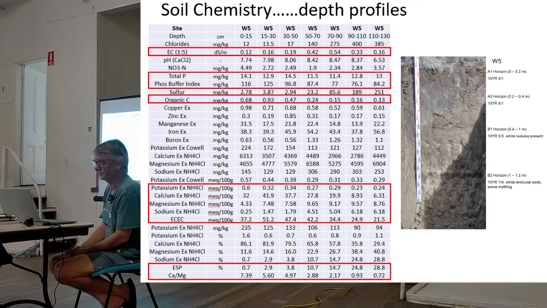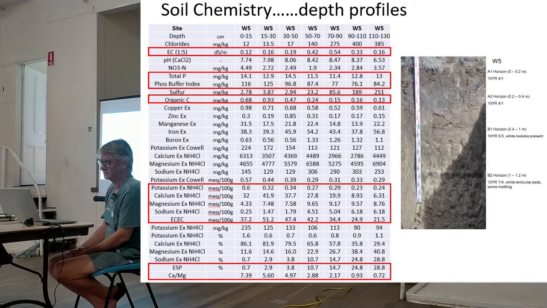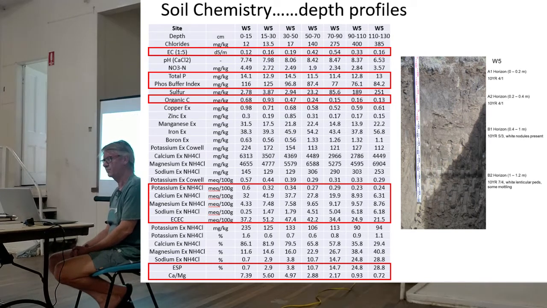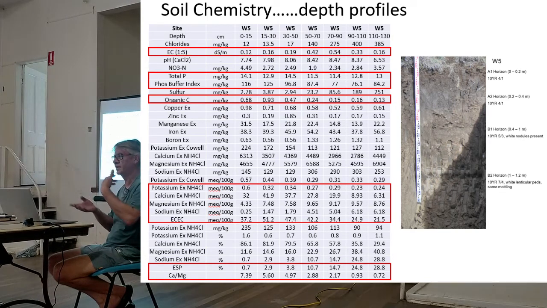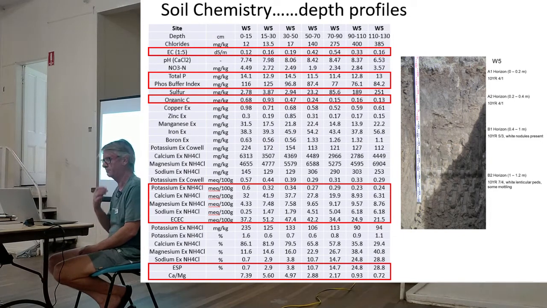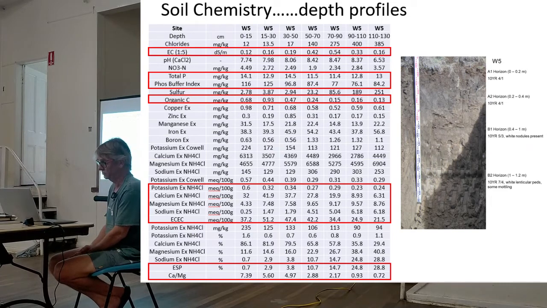Organic C is different to your total carbon. So your organic C is sometimes described as labile carbon, which is the carbon that is most rapidly turned over in the soil with respect to bacteria and fungi, and we'll talk a lot more about that later on.